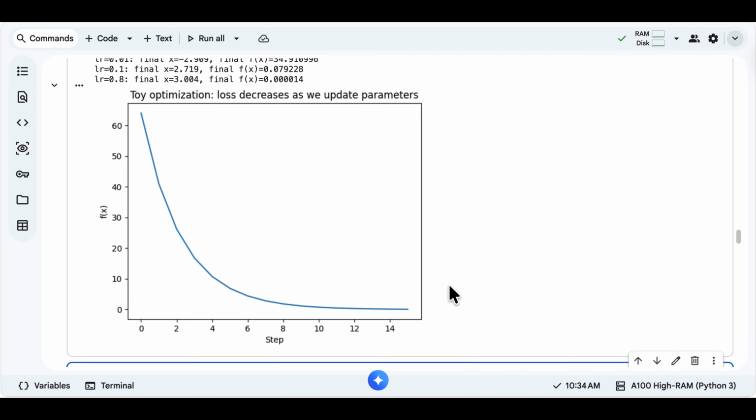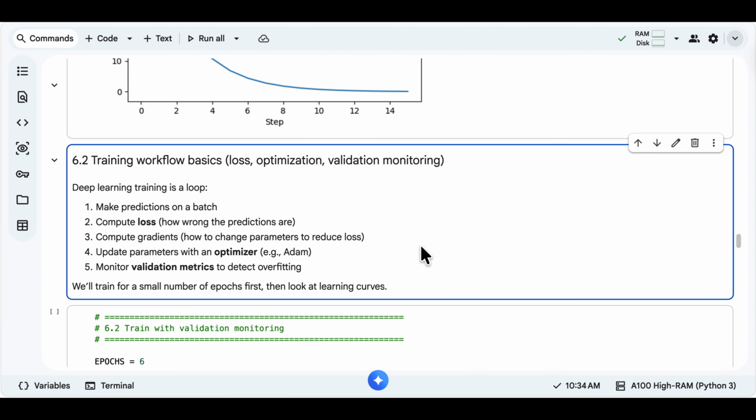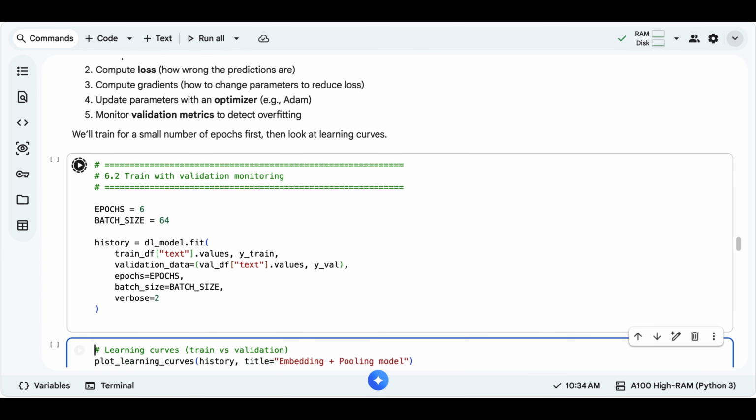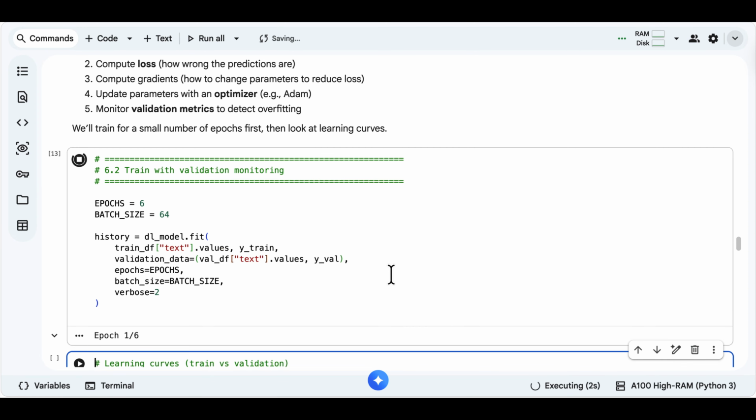This cell summarizes the workflow we are about to run. A batch is a small subset of training examples used for one update. An epoch is one full pass through the training data. For each batch, the model predicts, computes loss, computes gradients, and updates parameters. After each epoch, we check validation performance. That validation signal is what tells us whether the model is learning patterns that generalize or merely memorizing the training set. Now we train for 6 epochs with batch size 64.